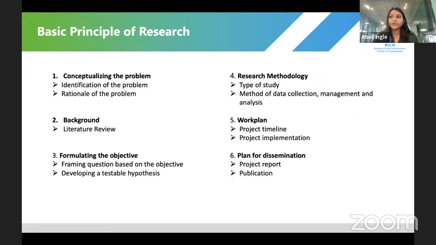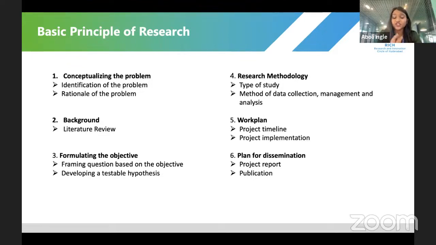So moving forward, I would like to give you the basic framework. When we want to conduct any research study, what are certain things that we have to look at, what is the framework that we look at when we start a research? The first thing is conceptualizing the problem. Here we try to identify the problem, like what is the problem according to us? And then we try to understand whether the problem that we feel is that important, that we should address it?